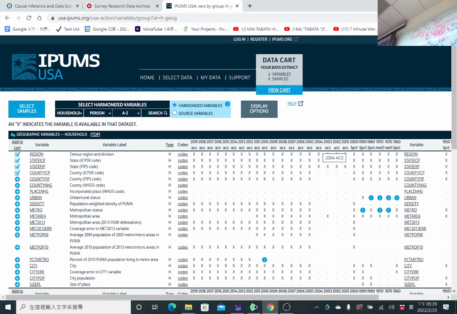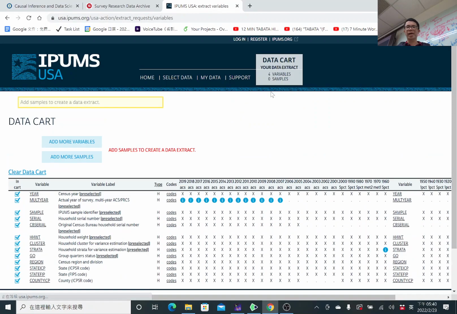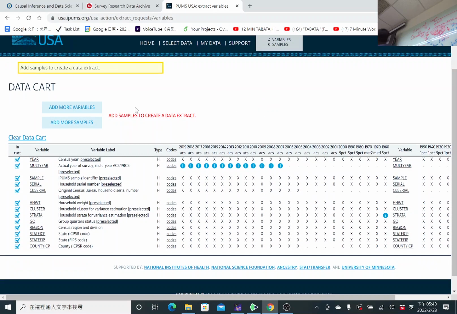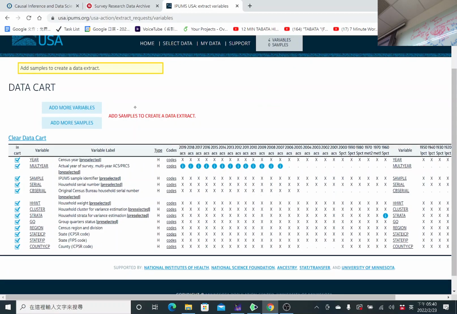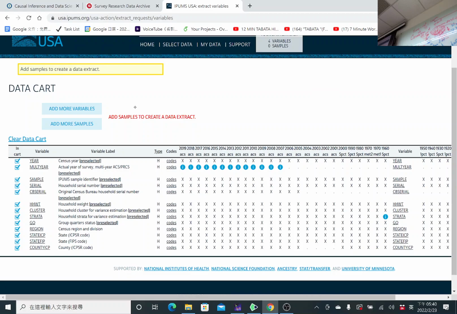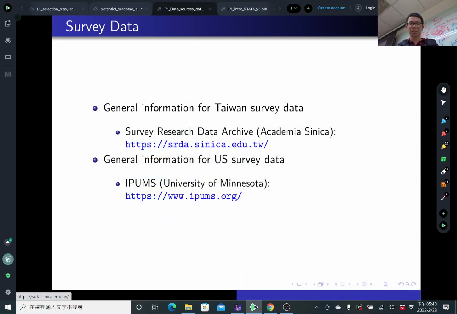And this also lets you know which year has this variable. So the cross means they have. Okay. And then you can view the cart to know what you get, and then you can create the data extract, and you get the product for free. There's no charge. Just become a member. Okay. So if you have any question, you can just let me know, please.